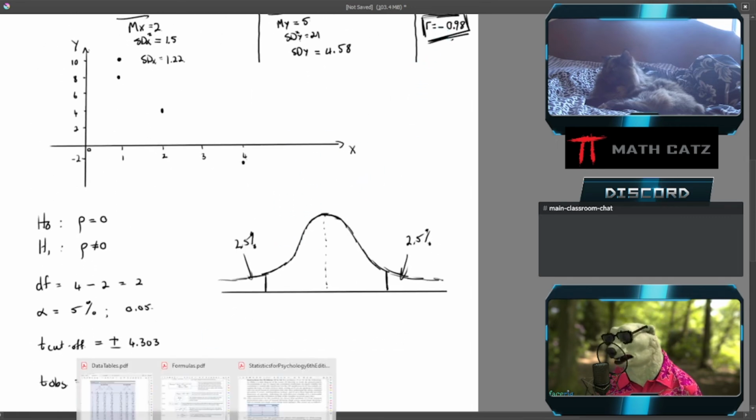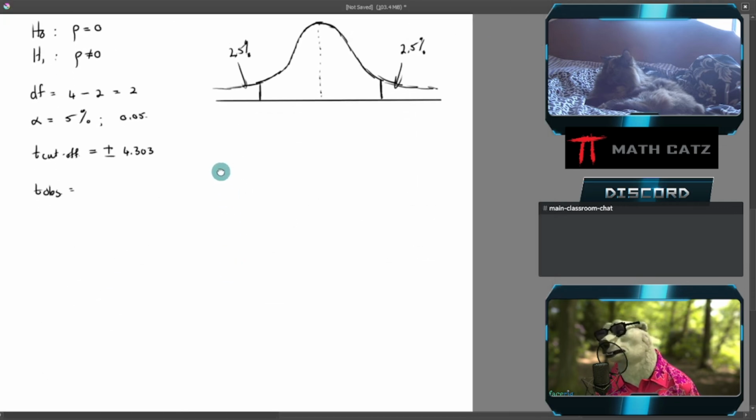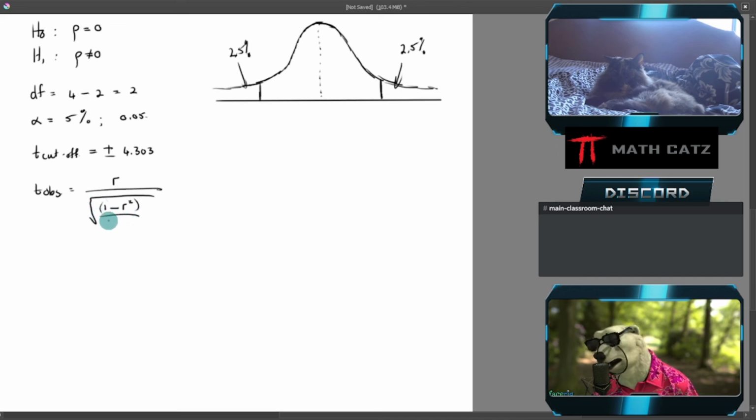Now, unfortunately, I looked at it again. I just assumed it was in here. It is not in the formula sheet, unfortunately. But we will write it down here. The observed t-score is calculated as the correlation coefficient r divided by the square root of 1 minus r squared over n minus 2.